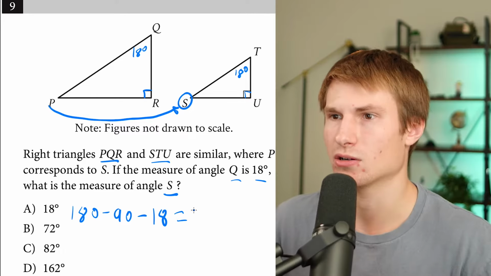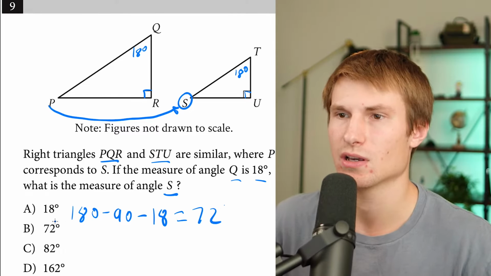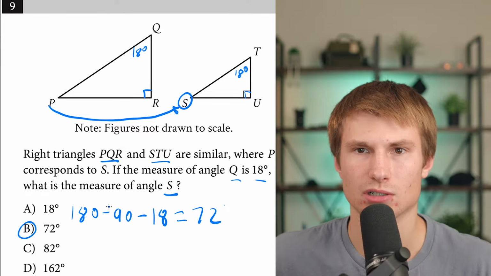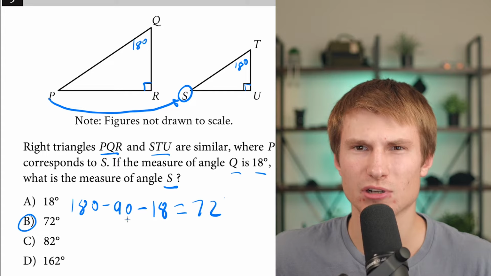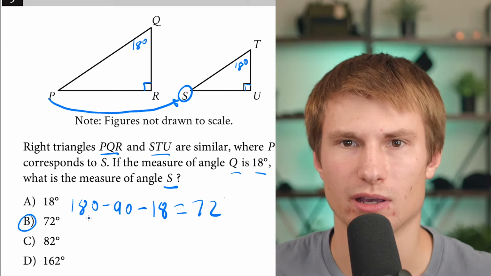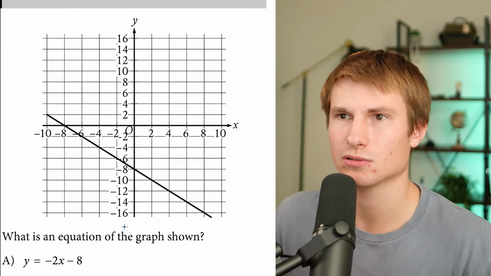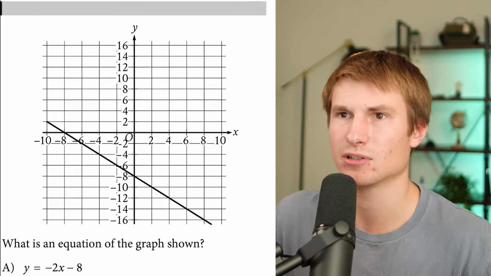180 minus 108 would leave us with 72 degrees. Okay, so our answer there would be answer choice B. All right, moving on to question number... let me quickly check my math. 90 minus 18, yeah, it's 108. 180 minus 108, yeah, 72. Okay. Going on to the next question. I think that's going to be question number 9, I believe.